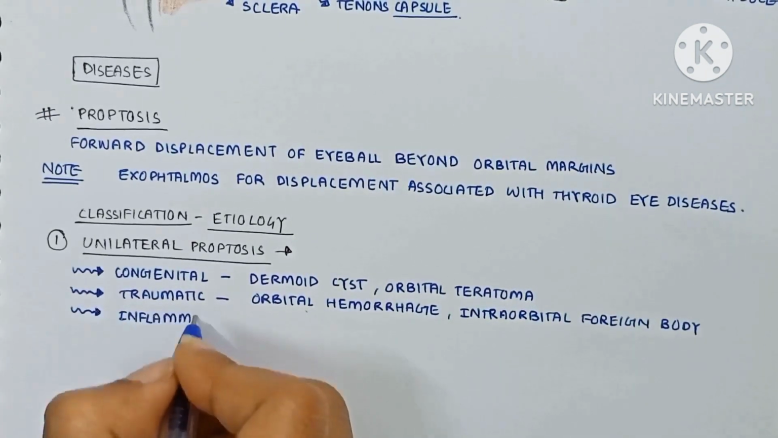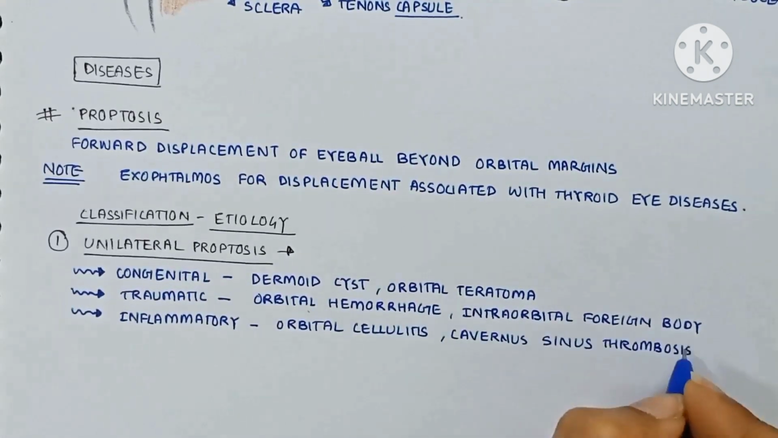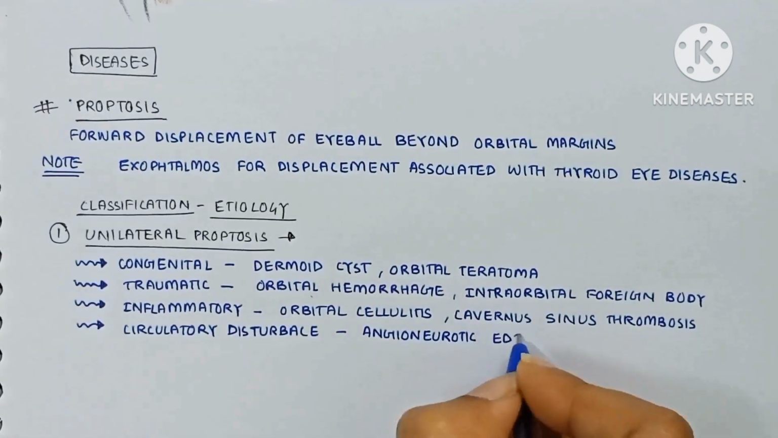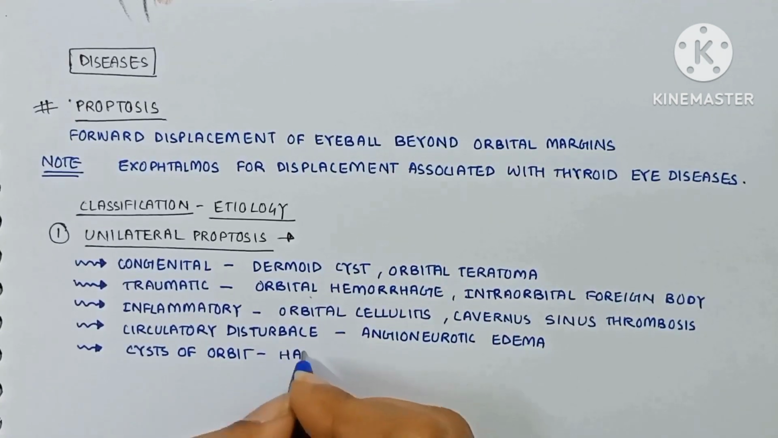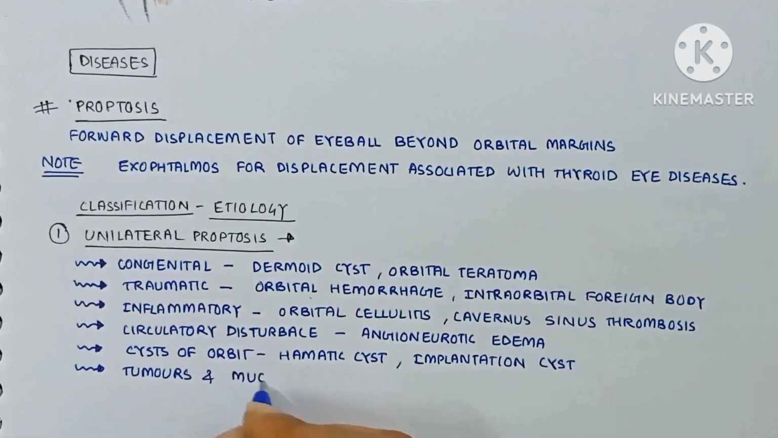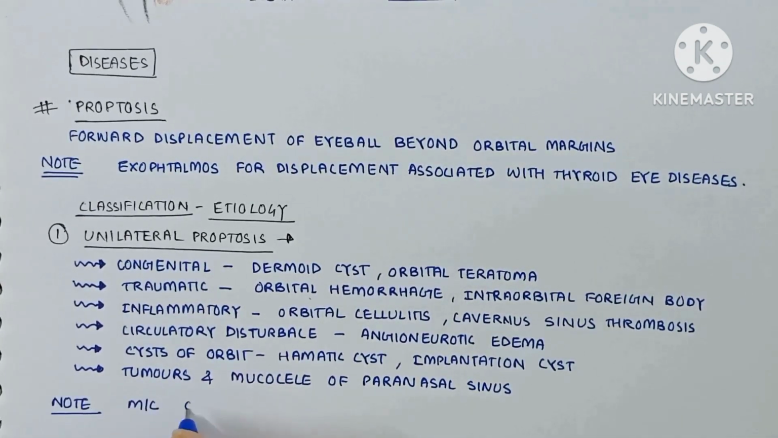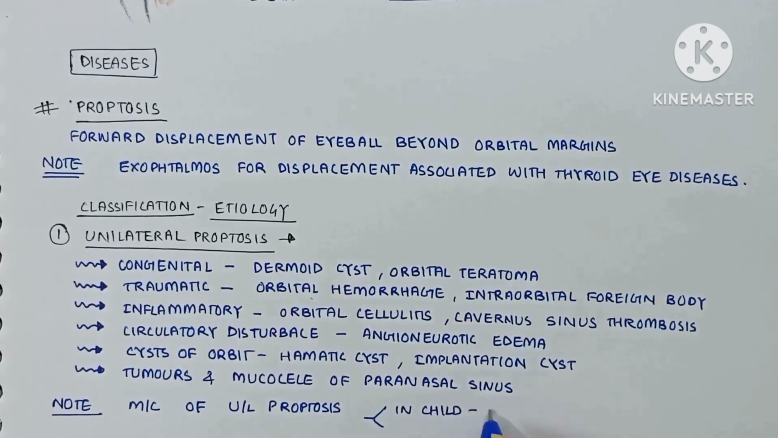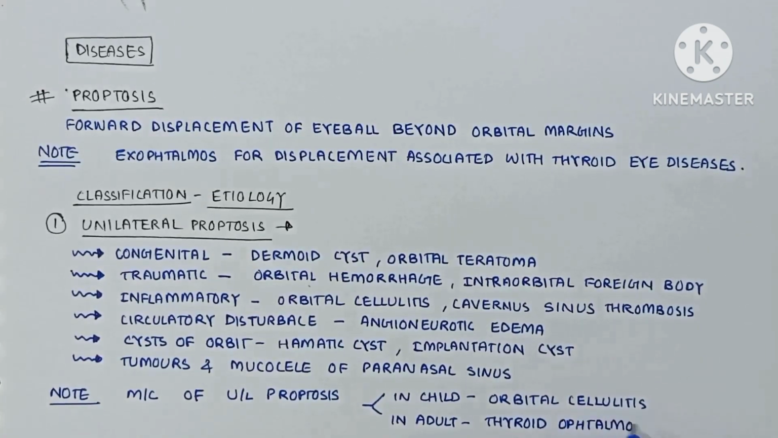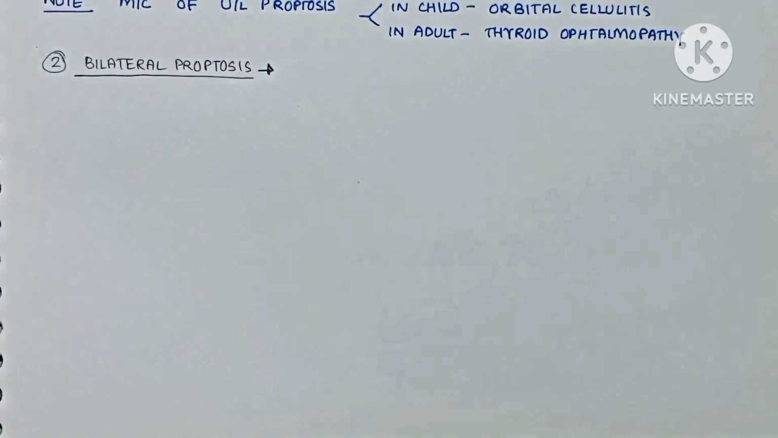Inflammatory, due to orbital cellulitis and cavernous sinus thrombosis. Circulatory disturbances, angioneurotic edema, cysts of the orbit, hematic cyst and implantation cyst, tumors, and mucocele of the paranasal sinuses. Note one point: the most common cause of unilateral proptosis in a child is orbital cellulitis, and in an adult, thyroid ophthalmopathy.